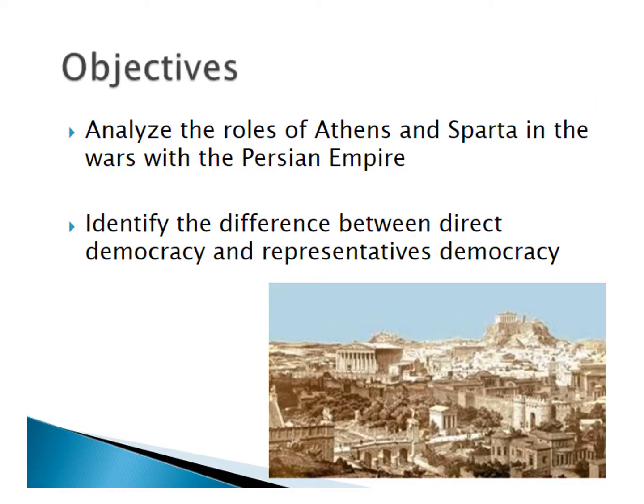So the objectives for this lesson are to analyze the roles of Athens and Sparta in the wars with the Persian Empire, and we will also identify the difference between direct democracy and representative democracy.